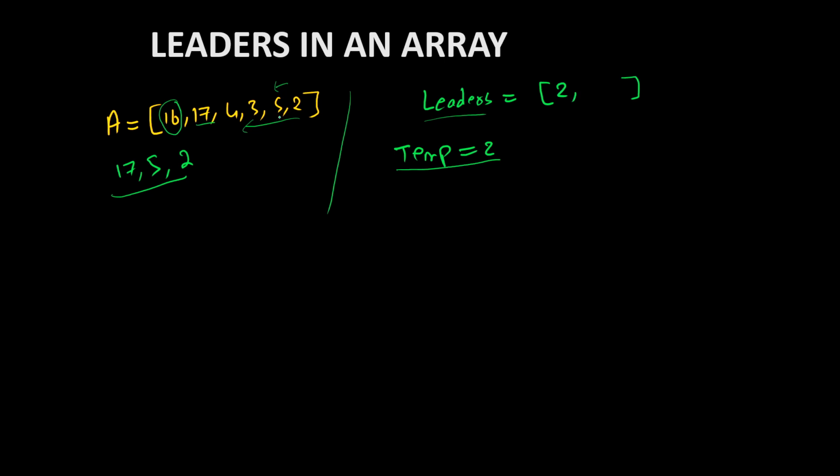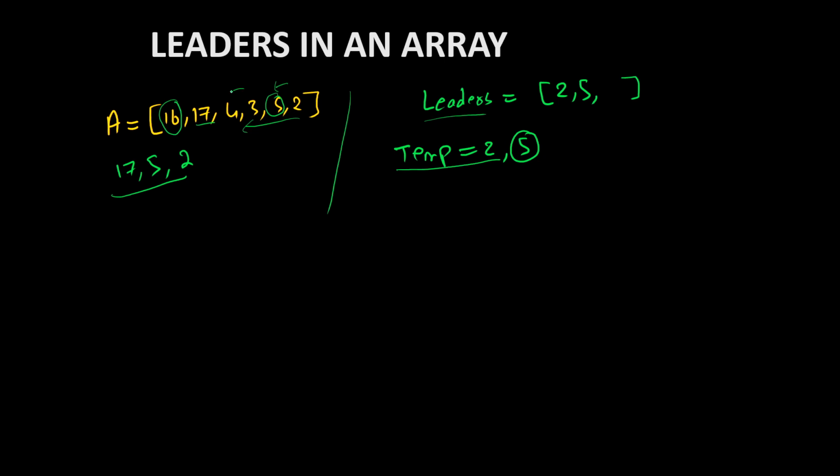Now 5 is also a leader because 5 is greater, so we replace temp with 5. Now the new temporary value is 5. Add it to the leaders. Now again we compare. Is 5 smaller than 3? No, it is not. So the temporary variable stays the same.